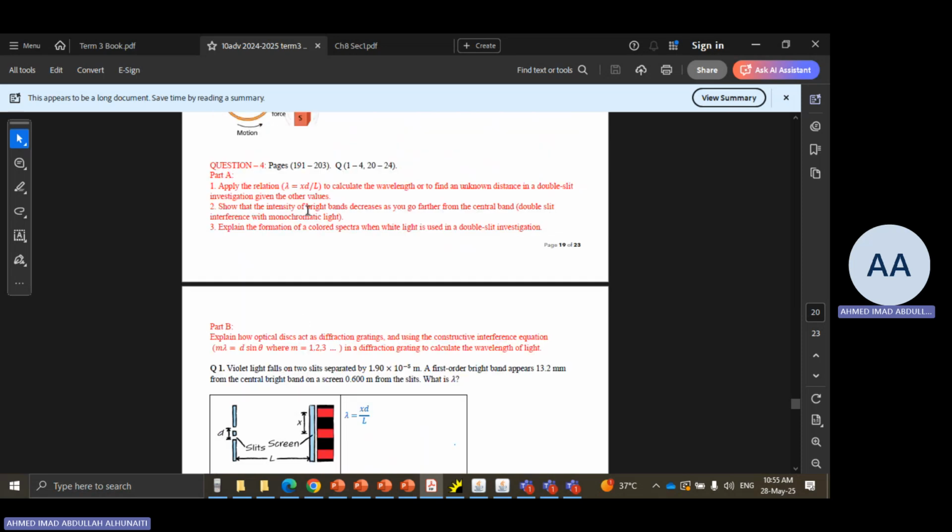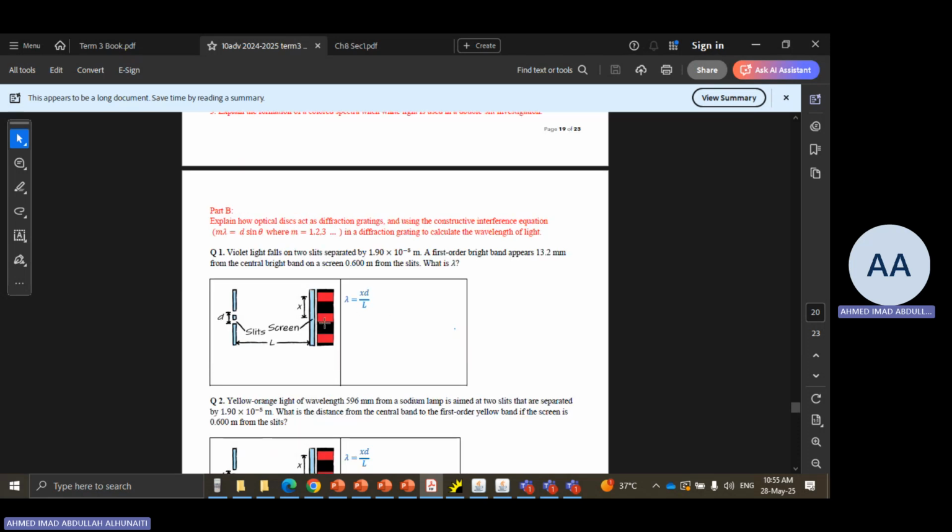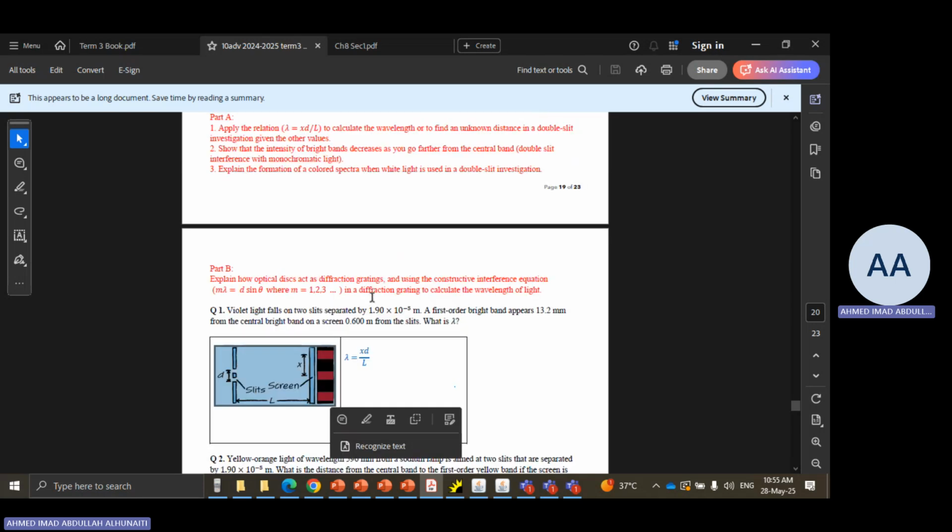Show that the intensity of the bright band decreases as you go further from the central band. So this is the central band. This will be the brightest. The further up you go or the further down you go, the less intense, the less bright the bands will be.